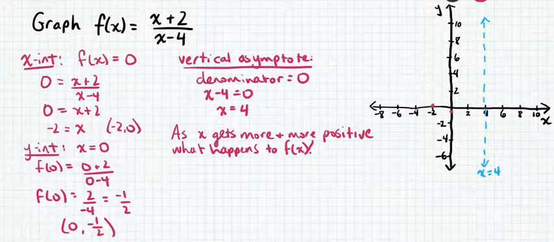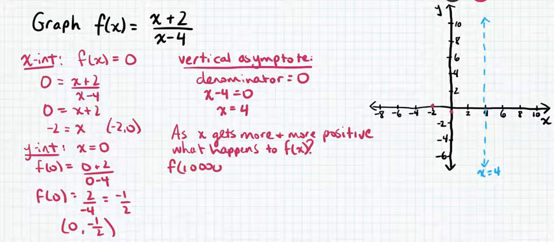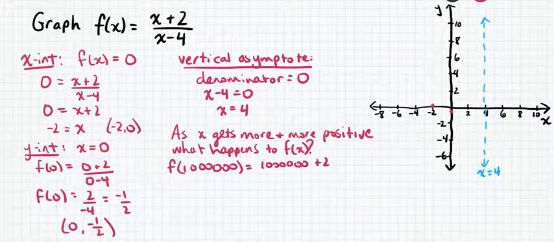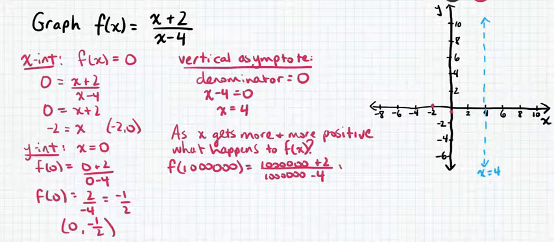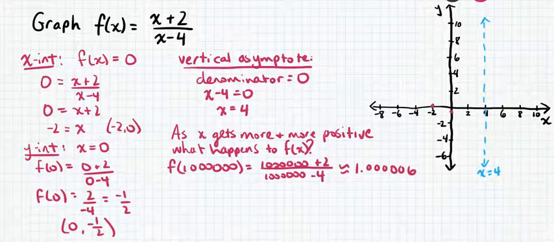Okay, so let's pick a really, really large value of x. So let's substitute in, let's say, 1,000,000. So f of 1,000,000 is equal to 1,000,000 plus 2 divided by 1,000,000 minus 4. And that works out to approximately 1.000006. I think I've written the right number of zeros there.